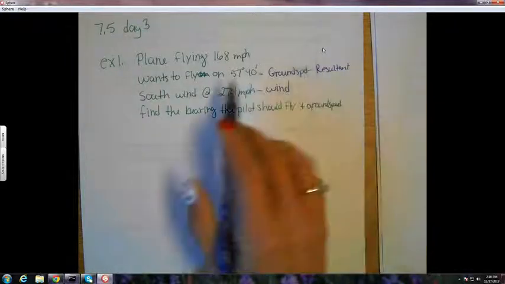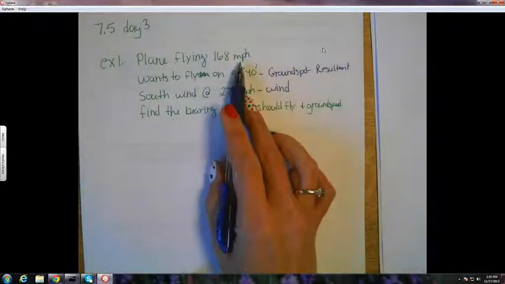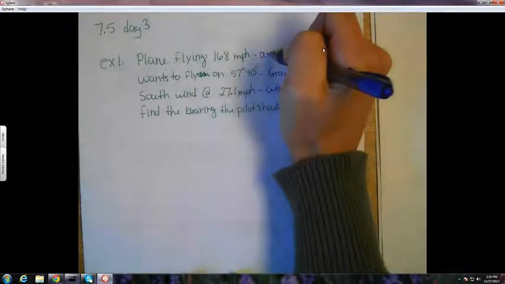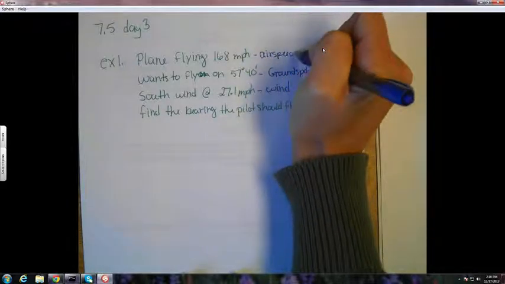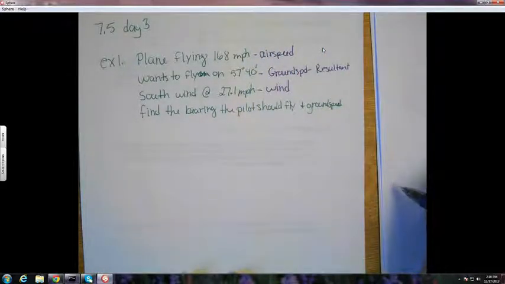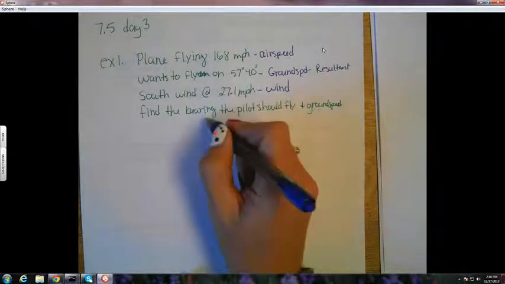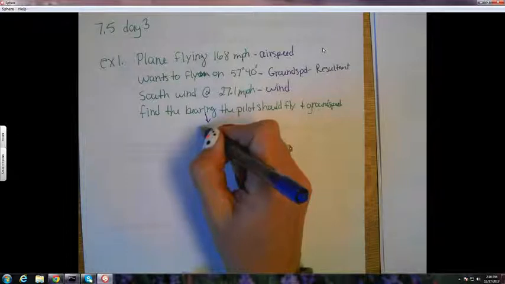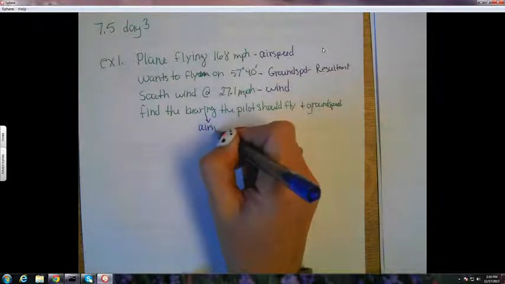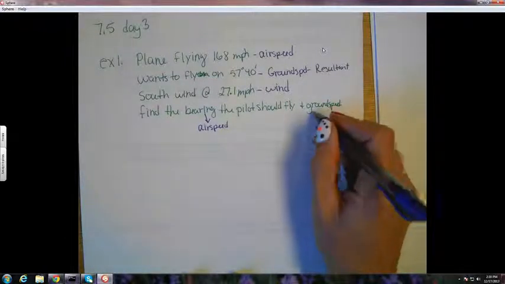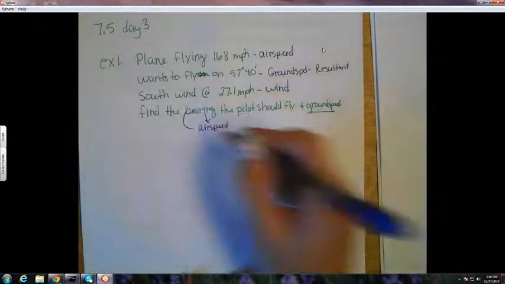What's this plane flying at 168 miles per hour? That's the first one. That's the airspeed. It's the engine speed. They're implying that there. So that's our airspeed vector. It says find the bearing the pilot should fly. So this bearing is on the airspeed vector. And then obviously ground speed. So we're looking for 2 things, the bearing of the airspeed vector, and we want to know how fast the plane is going.